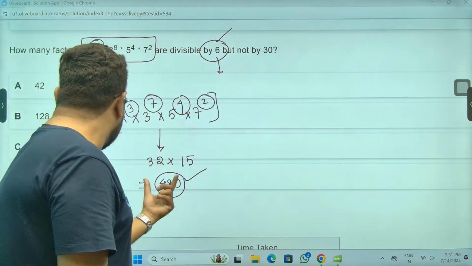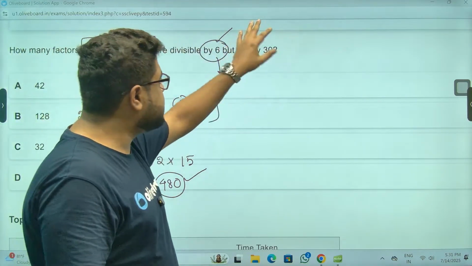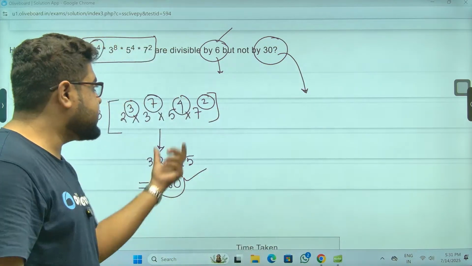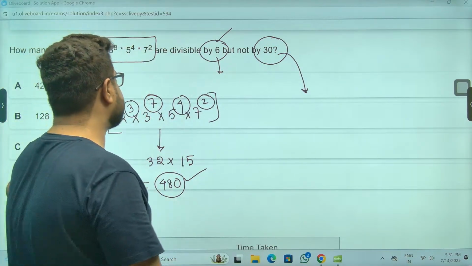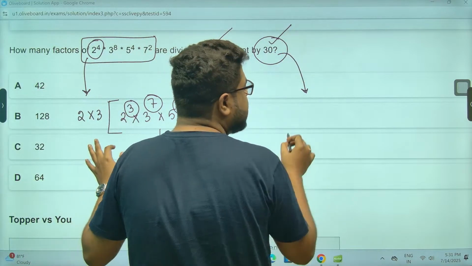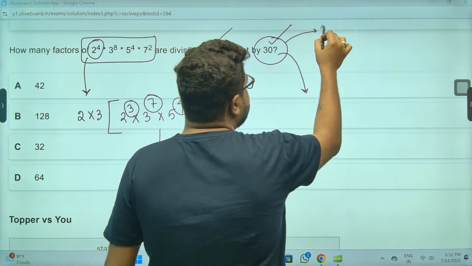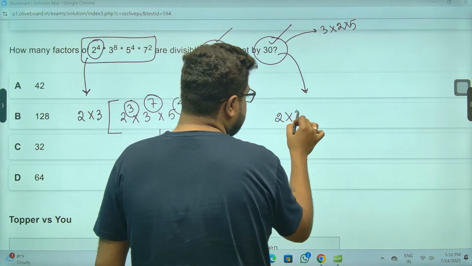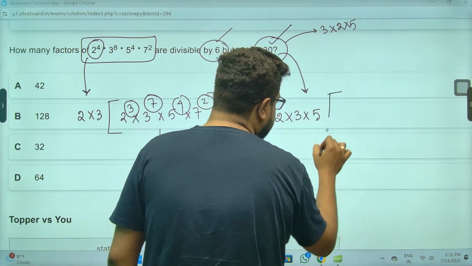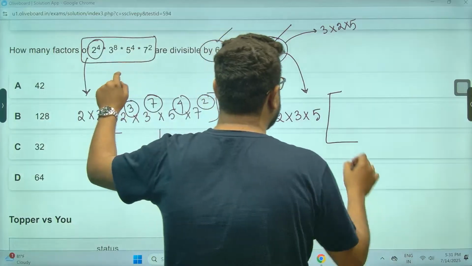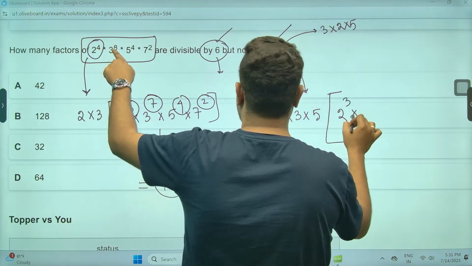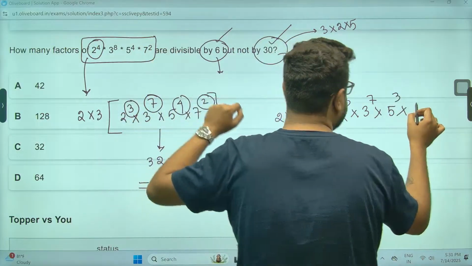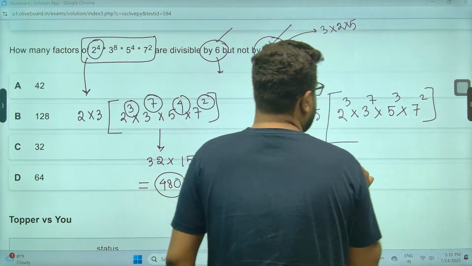But out of these 480, there will be many factors which are also divisible by 30. So let's figure that out. How many are divisible by 30 itself? Make 30 your bouncer now. 30 means 3 into 2 into 5, so make it 2 into 3 into 5. This is my bouncer guarding my door. Write what remains: 2 to the power 3, 3 to the power 7, 5 to the power 3, into 7 square.